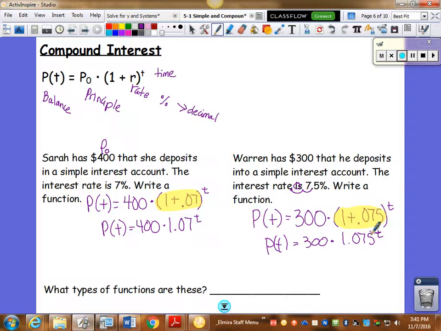Okay, so what types of functions are these? We already said they're not linear. When we go to type this into the calculator, into our y equals, t will be replaced by the letter x. Okay, so when x is an exponent, the functions are exponential. These are going to be exponential functions. In fact, chapter 5 is all about exponential functions.